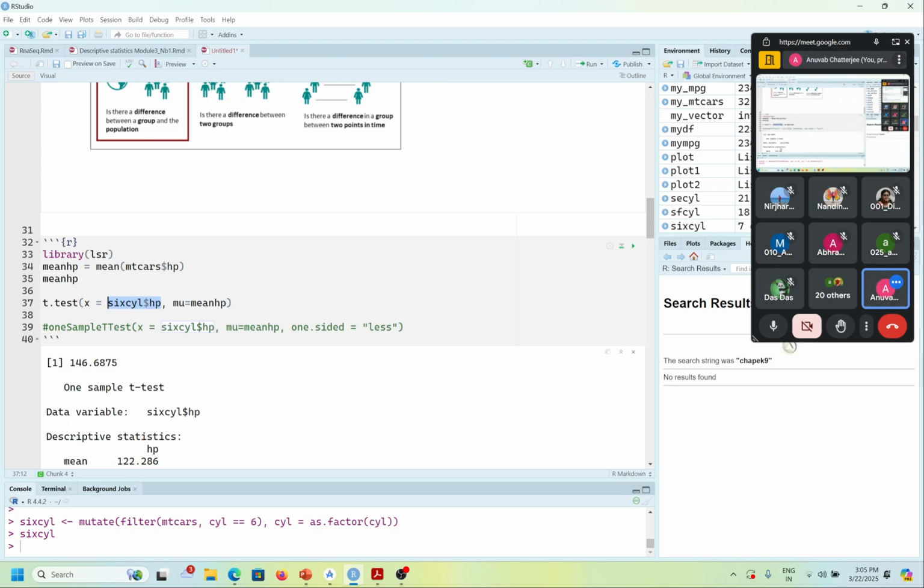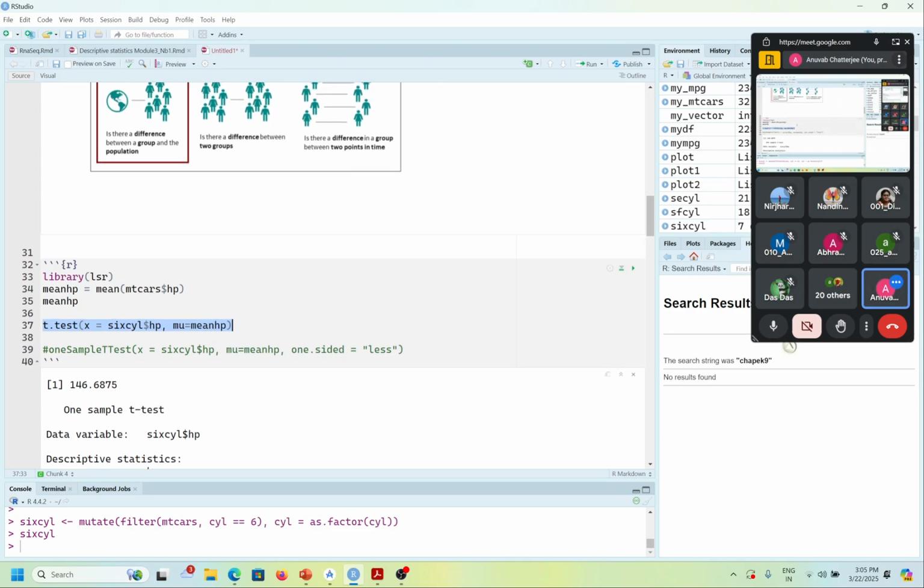So whenever you are talking about comparing data sets, most of the time you are just comparing the means of the data sets. So mu is the population mean. The population is mtcars and the HP of the mtcars, the entire population of mtcars. So I have figured out the mean of the HP of the entire mtcars and stored it in mean HP, and then we run the t-test x equal to six cylinder HP and comparing it to the mean of the HP of the entire mtcars dataset. So please let me know what you see.